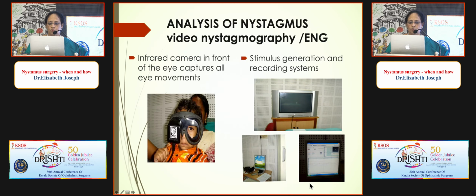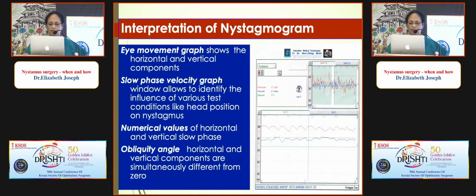And this is how you do a video nystagmogram, where an infrared camera is placed in front of the patient's eye, and this is the stimulus generating area, and this is the record. This is not mandatory, but if you have access, you can do it. We don't have the nystagmogram in the ophthalmic department, but the ENT people have this, so we did this from the ENT.